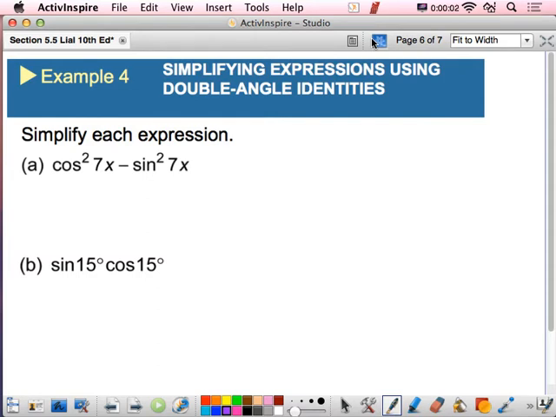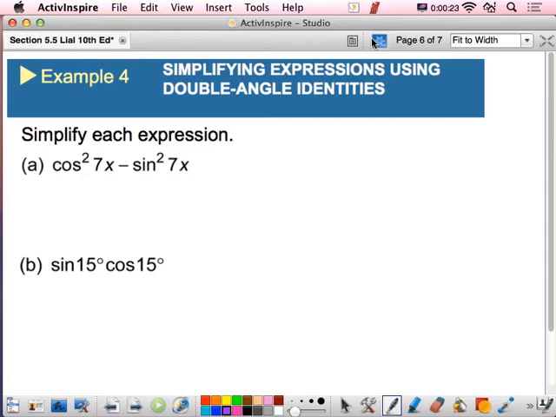We would like to simplify the expressions for parts A and B. Basically, this is pattern recognition. So let's look at part A. Do you see how that says cosine squared of 7x minus sine squared of 7x? Yes? Study your double angle formulas and tell me which one that looks the most like.